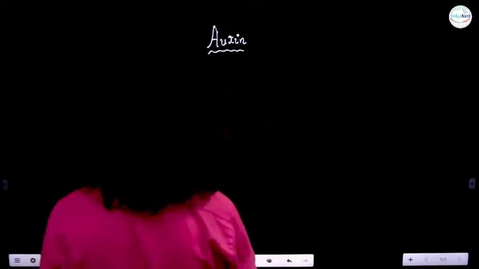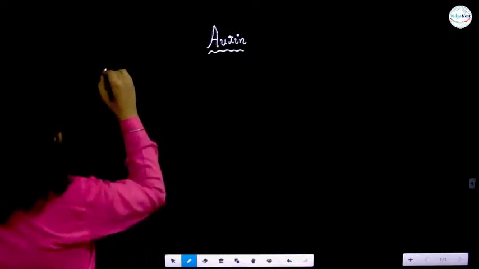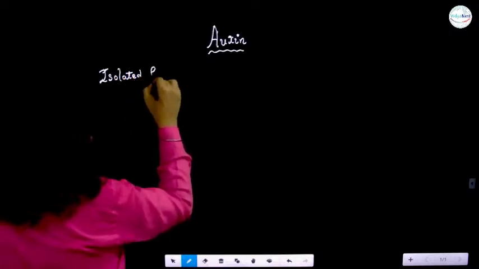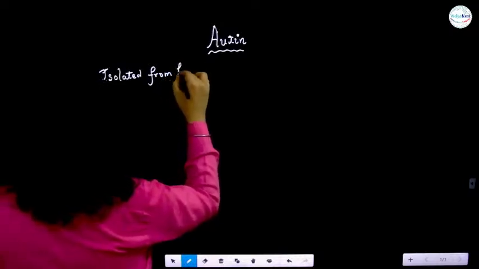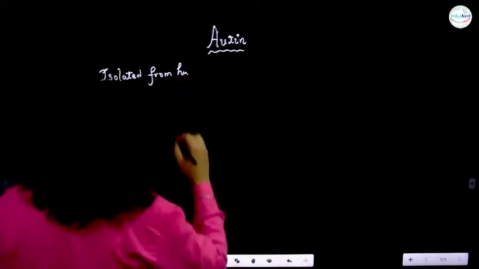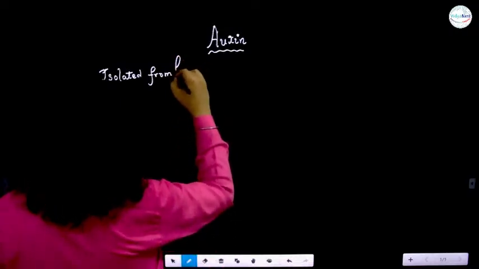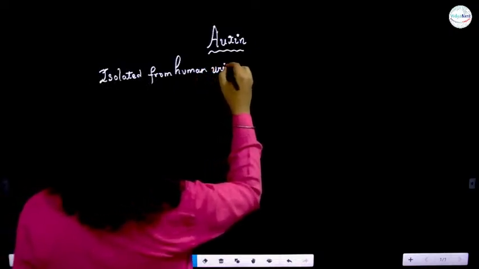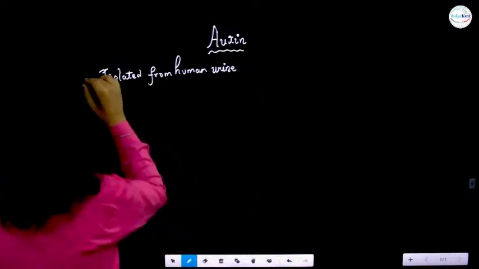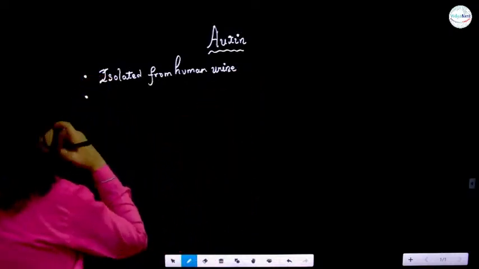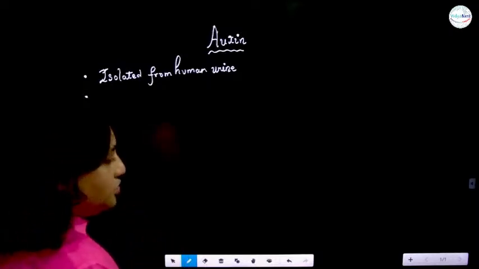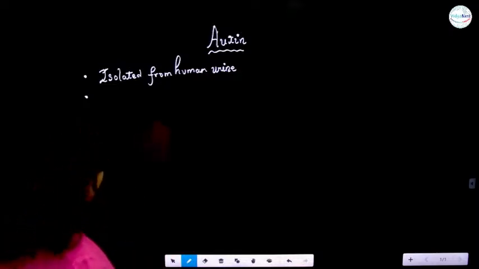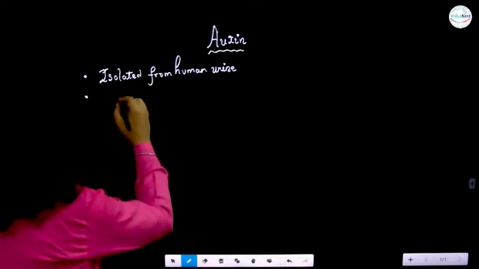So auxin is basically isolated from human urine. So it has been isolated from human urine, and along with that, if we see this particular hormone, auxin, it is also of three types, basically on the basis of chemical nature.